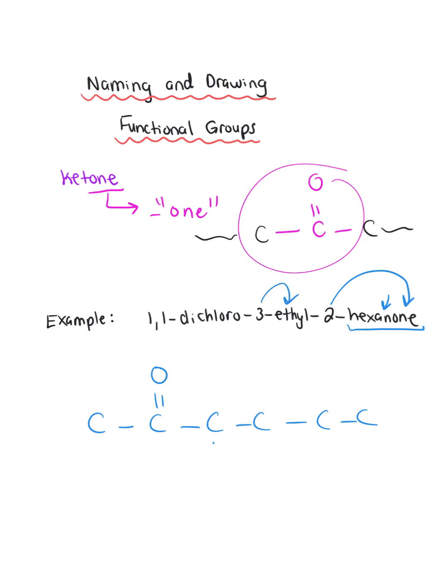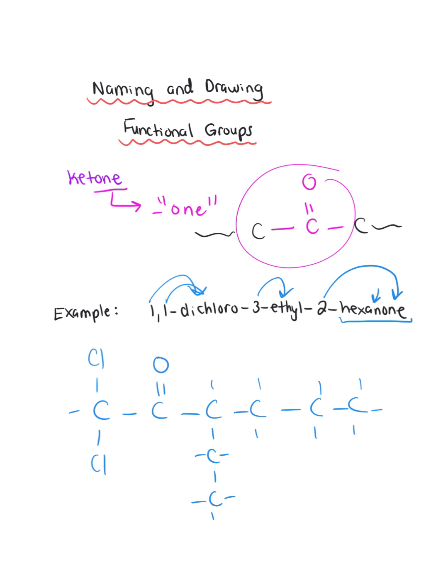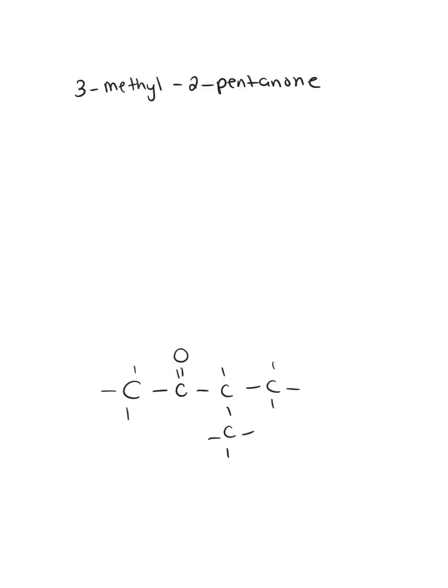On the third carbon, we have an ethyl group. Ethyl has 2 carbons in that group. And on 1 and also on 1, we have 2 chloro groups. So on the first carbon, there's 2 chlorines. The rest of these carbons can be filled in with hydrogens to make 4 bonds for each carbon. That's going from the name to the drawing. We've got another name to drawing example here if you want to pause it and try it out yourself.